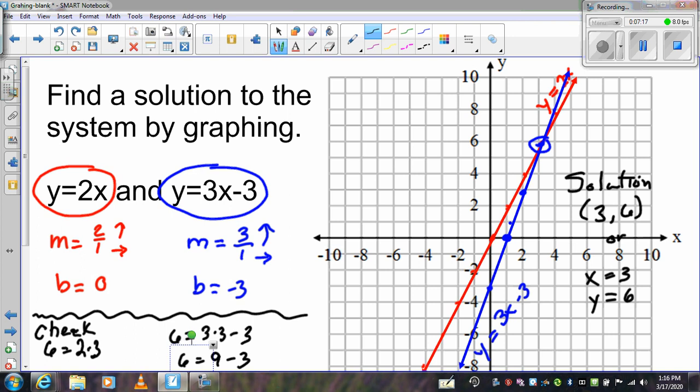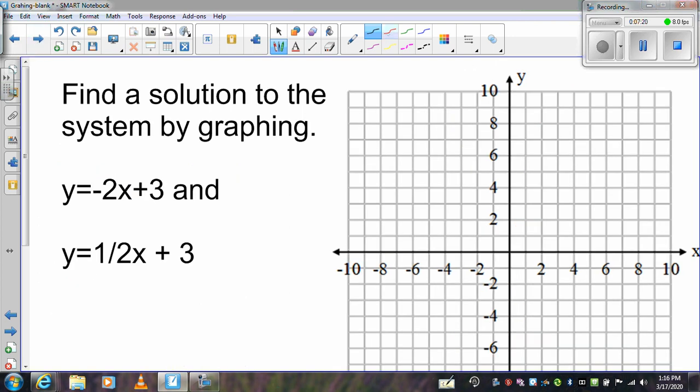All right, let's try another one. Okay, find a solution to the system by graphing. Okay, this is good. We can graph this, not a problem. My slope is -2 over 1. Now that's going to mean down 2 and forwards 1. And your y-intercept is 3. So let's put a dot at 3. And now we're going to go down 2, forwards 1. Down 2, forwards 1. And if you want to do a few where you go up and back, you can do that.